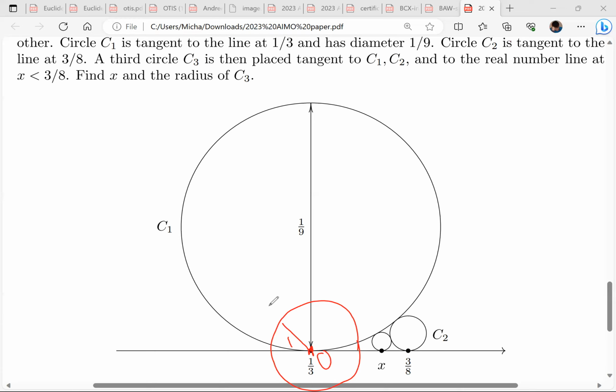Okay, so we're inverting about the circle of radius 1. So remember what I said, a circle that goes through the O inverts to a straight line, right? We also know that this line gets fixed by inversion, because remember we said lines through O stay as lines through O. So what does that mean?